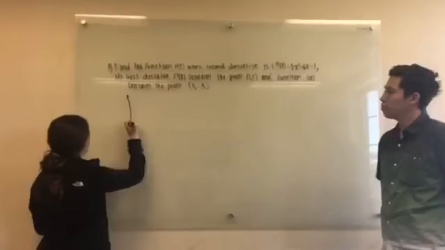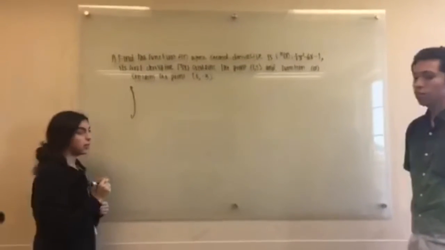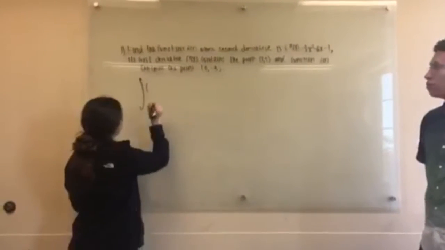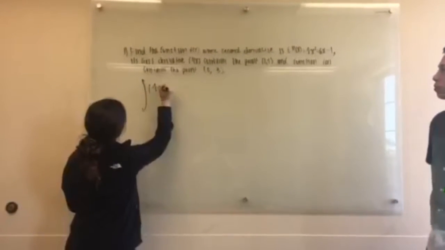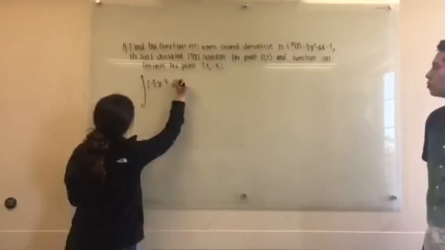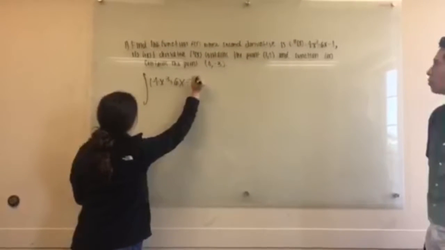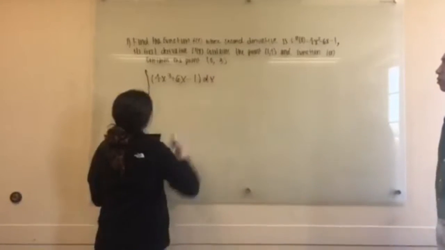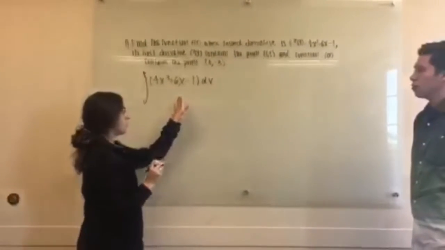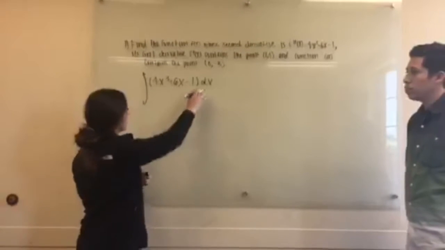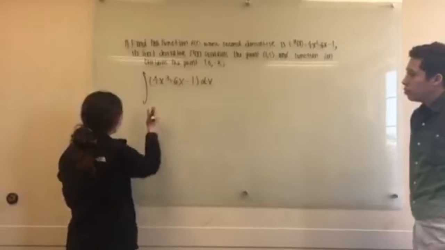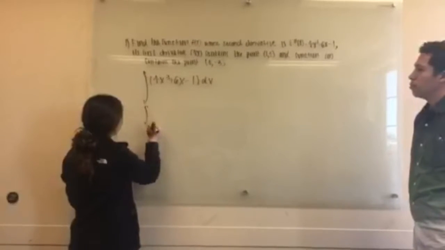sign, which indicates that you're finding an antiderivative, and then you rewrite the f double prime function, so 4x to the third plus 6x minus 1. And then you're going to write dx to indicate that all the derivatives you're finding are with respect to x. So the dx is going to distribute amongst all the terms. So once you do that, you're going to separate each term with an integral sign.